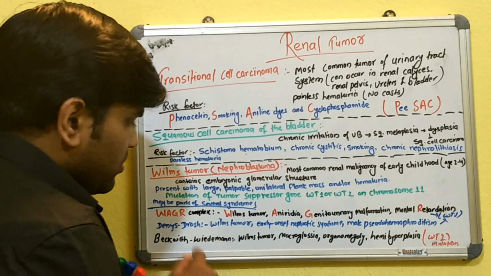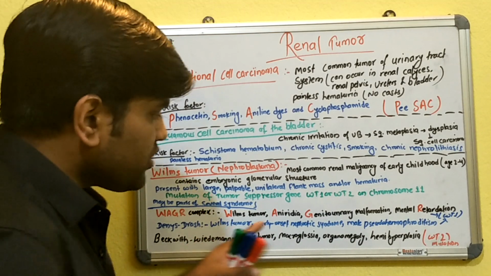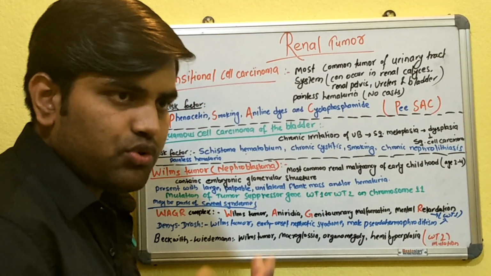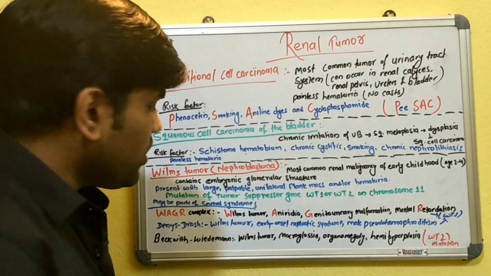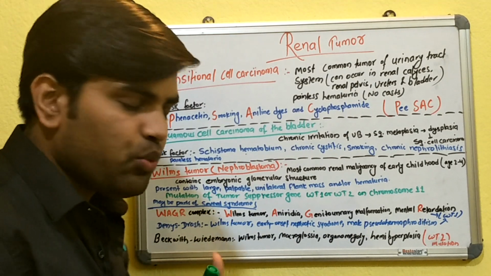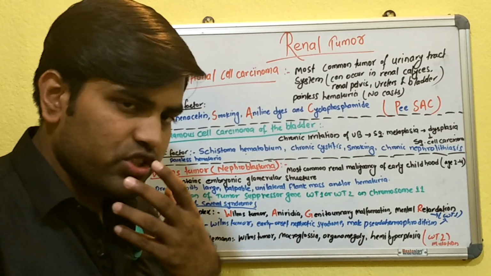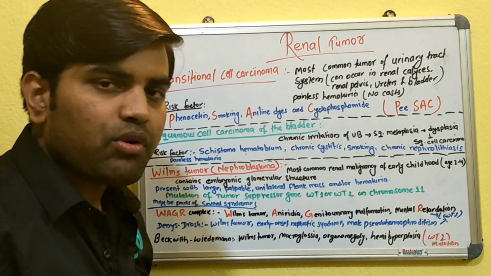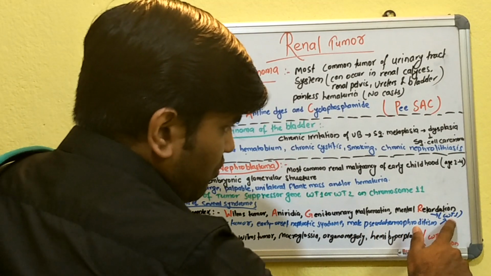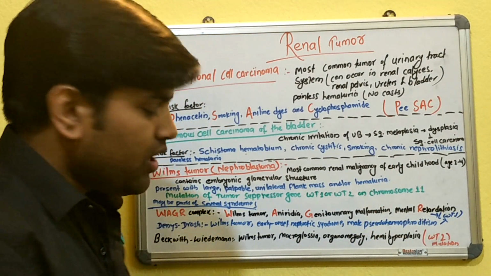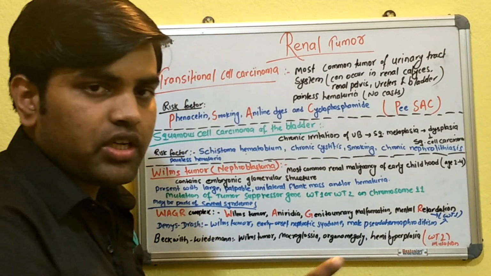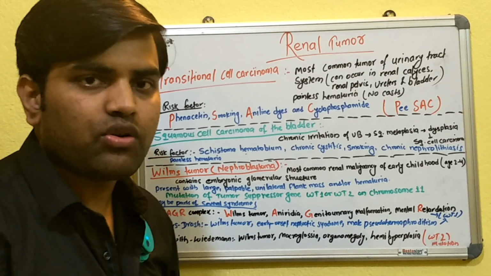When you talk about Denys-Drash syndrome, Wilms tumor is obviously present, but the other associated features are early onset nephrotic syndrome and male pseudohermaphroditism. So male pseudohermaphroditism and early onset nephrotic syndrome with Wilms tumor become Denys-Drash syndrome. Then there is Beckwith-Wiedemann syndrome, which obviously contains Wilms tumor, plus other features like macroglossia, where your tongue is enlarged, organomegaly, where every organ is enlarged, and hemihyperplasia. The difference is that the above two, WAGR complex and Denys-Drash syndrome, are due to mutation of WT1, present on chromosome 11. But Beckwith-Wiedemann, with Wilms tumor, macroglossia and organomegaly, is due to mutation of WT2. It's not 1, it's 2. This one is WT1, and both are on chromosome 11.